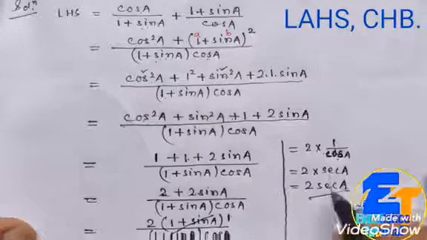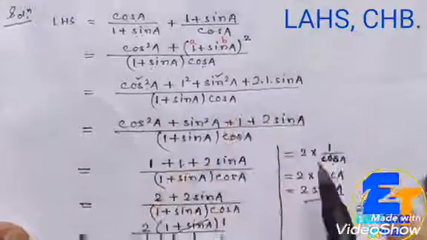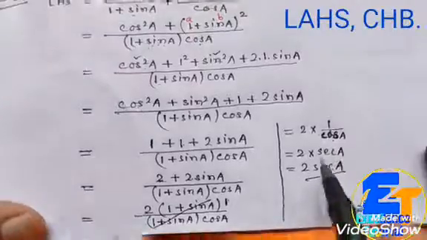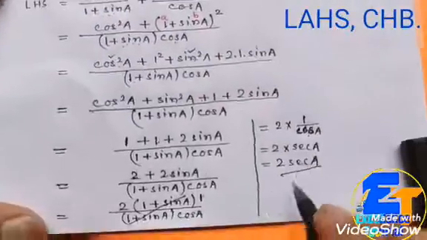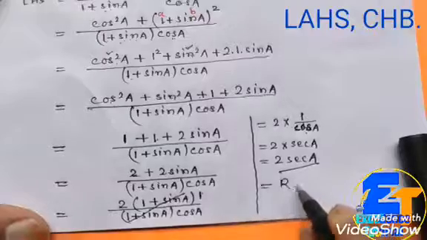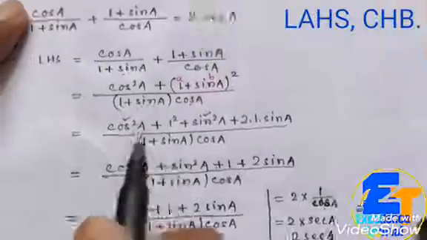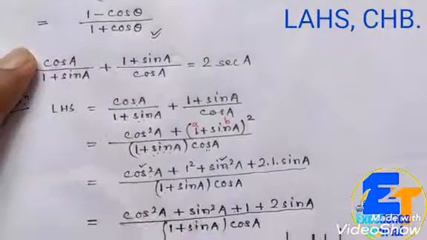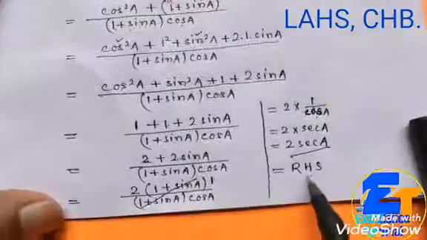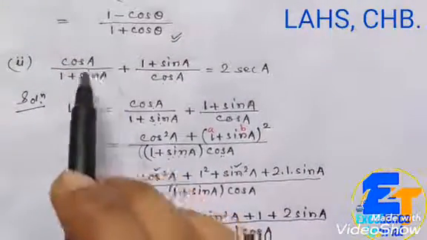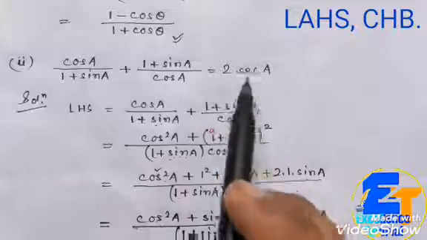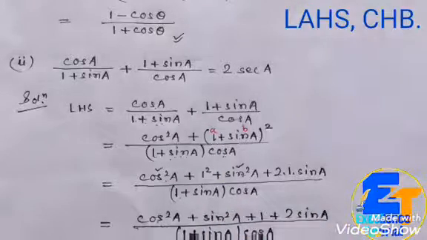See, this is the same answer we got, 2 sec A, which is matching with the right hand side, 2 sec A. So in this way we got the right hand part. We started our solution with the left hand side, and finally we got the right hand side. So this is the solution of question number 2 of main question 5 of exercise 8.4.